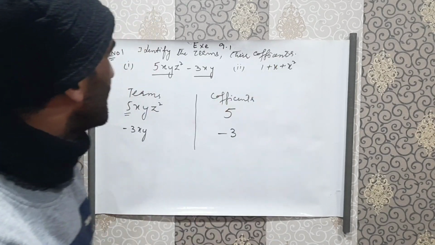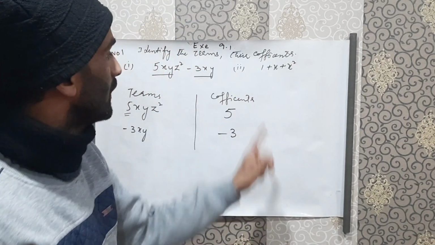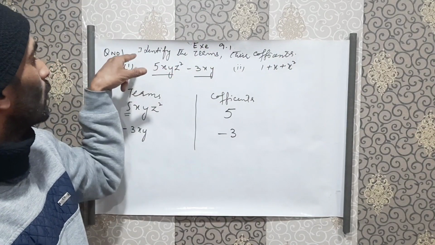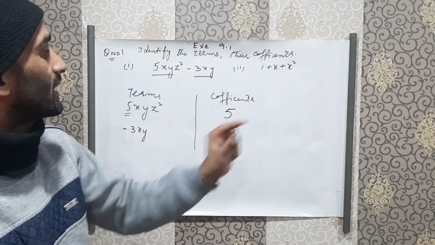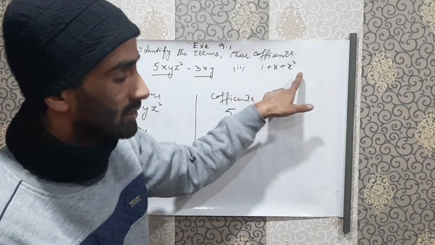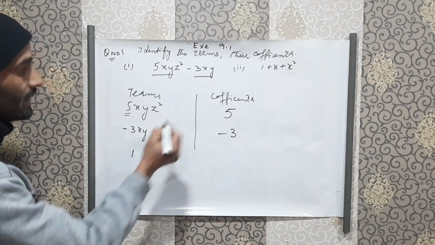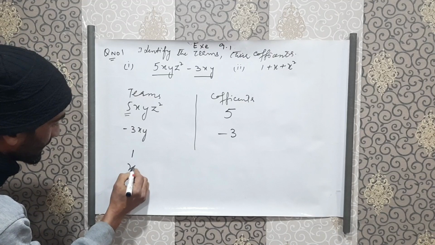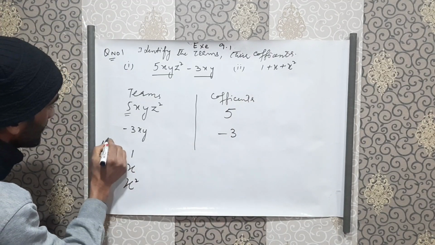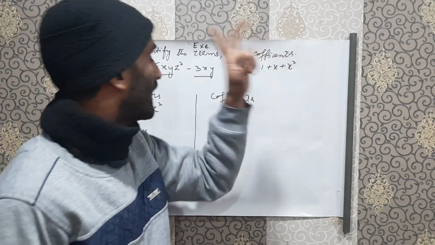Now is part second, that is 1 plus x plus x square. First of all, what is in the question? Identify the terms. How many terms are here? You can see 1, 2, 3. The first term is 1. The second term is x. The third term is x square. This is part second. Clear? The first term is 1.